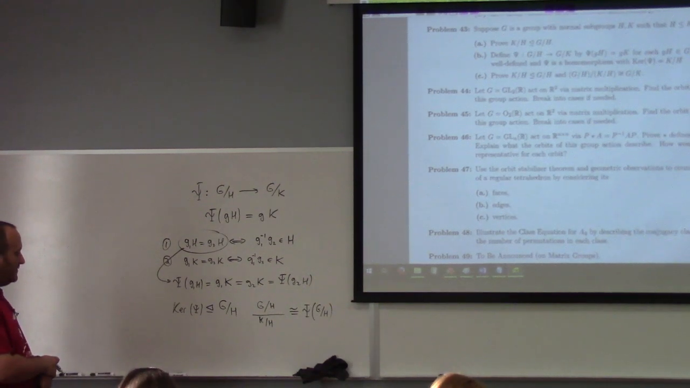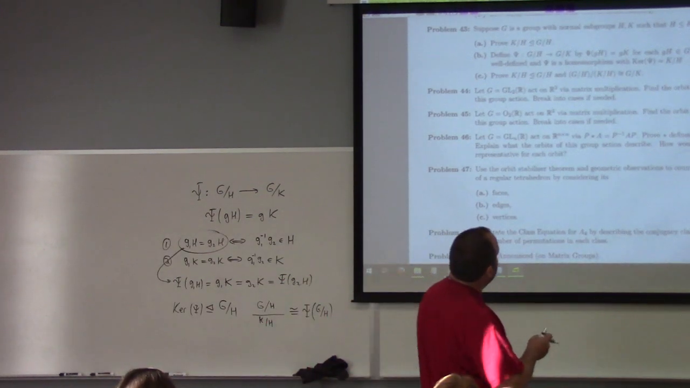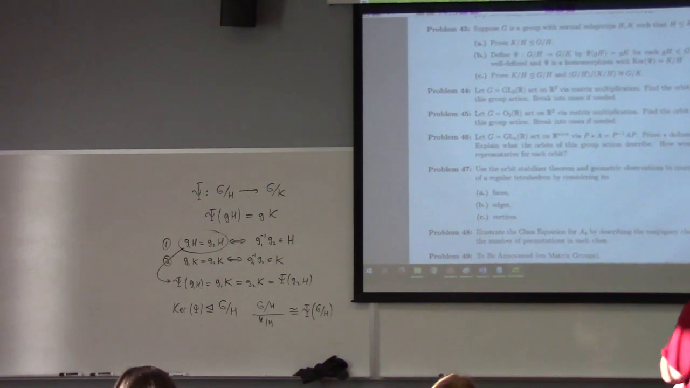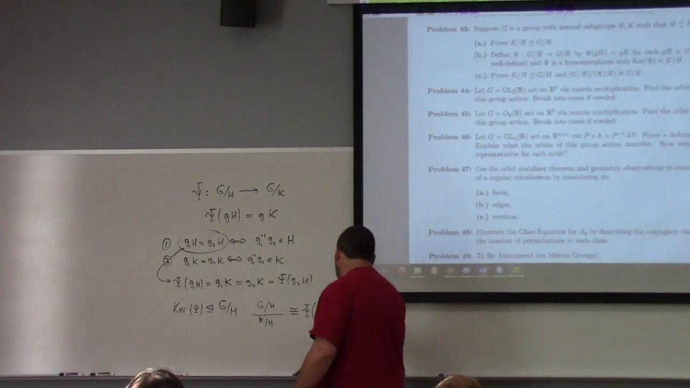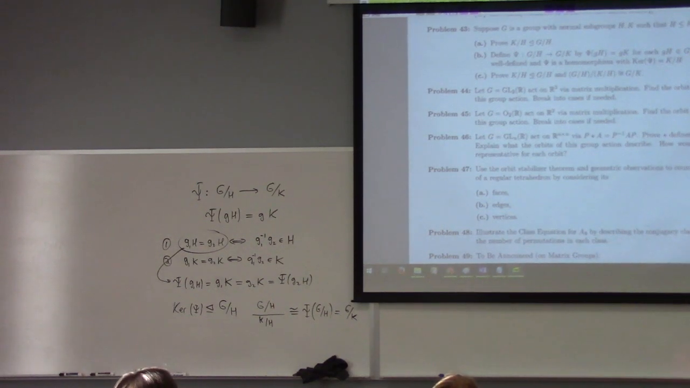So if the range of G mod H is actually G mod K, I guess we're in business. Oh, I'm sorry, I messed it up. In other words, what I'm trying to say is this is equal to G by K, right? If you can prove that psi is onto, then you get part C from the first isomorphism theorem, is what I'm trying to tell you.